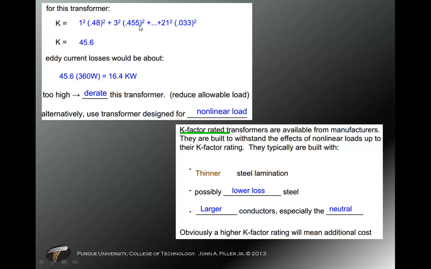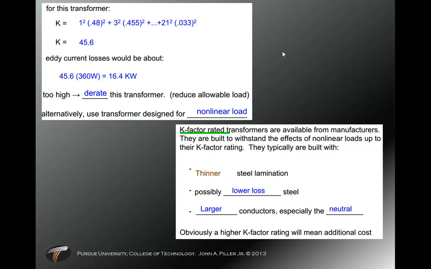I'm going to assume that calculus has taught you how to do that, so we're not going to do that, but we end up with 45.6 of K rating. The eddy current losses would be about 45.6 times the actual loss, the standard given loss, and we end up with 16.4 kW. Well, that's too high. We can't derate this transformer. We can't reduce the allowable load. So we have to use a transformer that's designed for a nonlinear load.